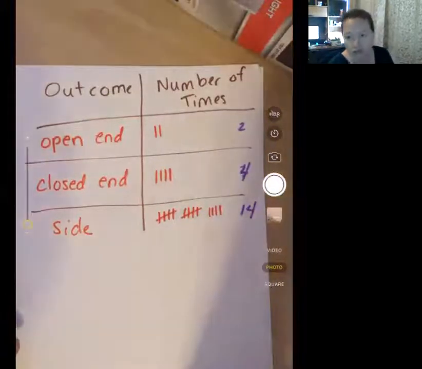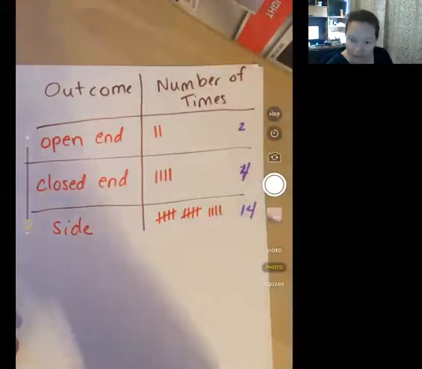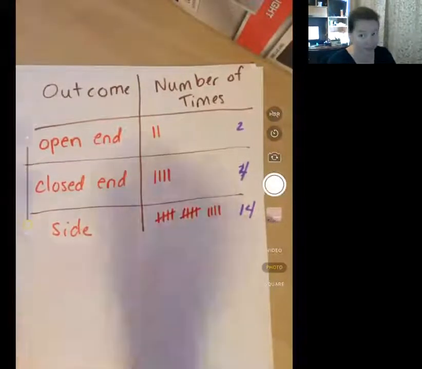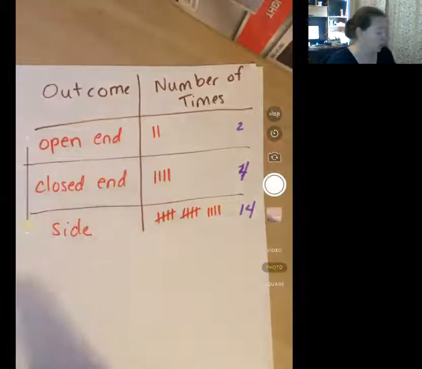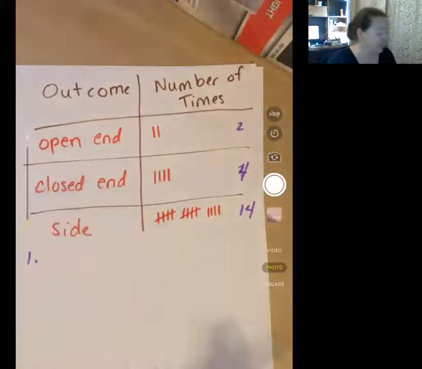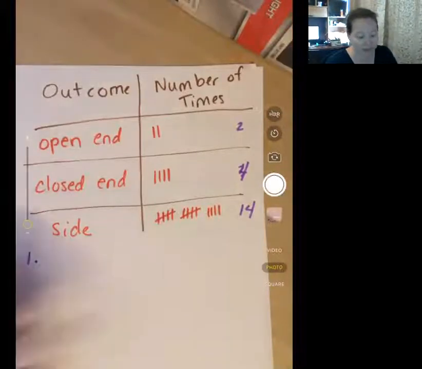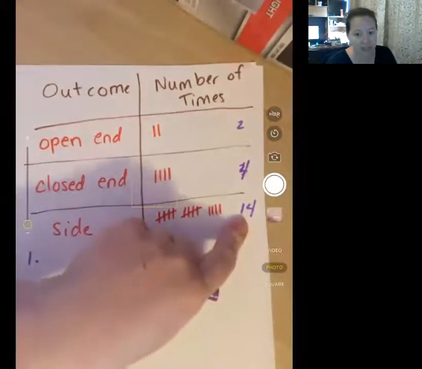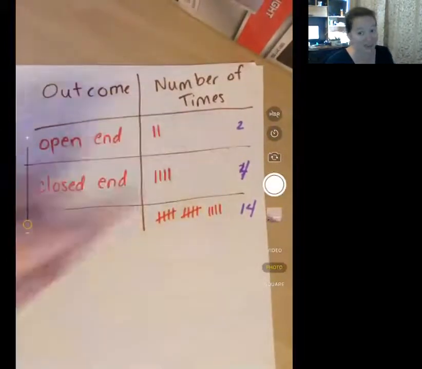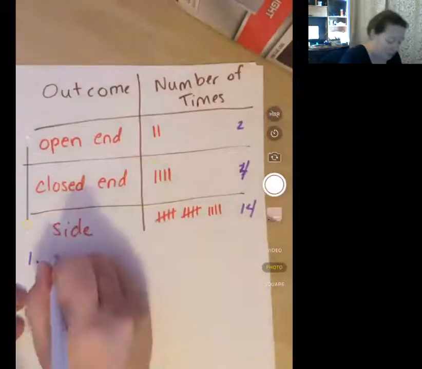And if you tried it yourself at home, you don't have to have the same tally marks that I do. These are my tally marks. Yours can be different. That's fine. So number 1 says, do the outcomes appear to be equally likely? Well, given that it was on its side 14 times and the other ones were only a 2 and a 4, I would say no, not at all.